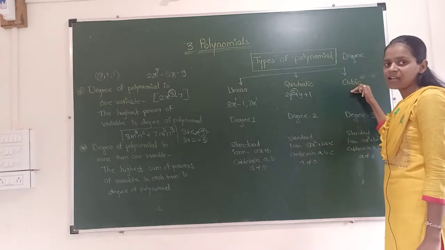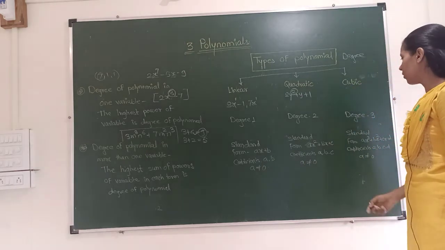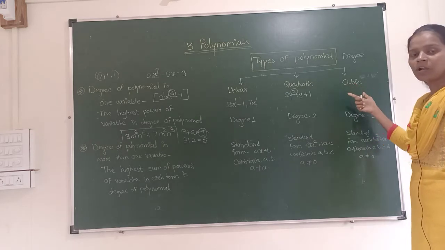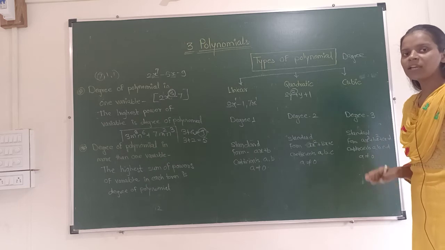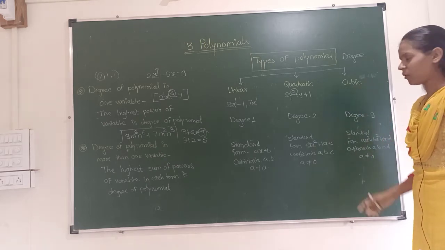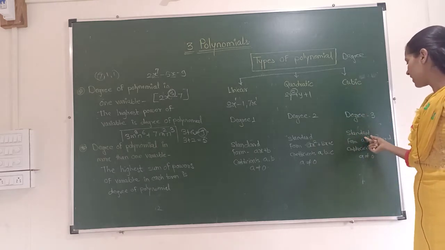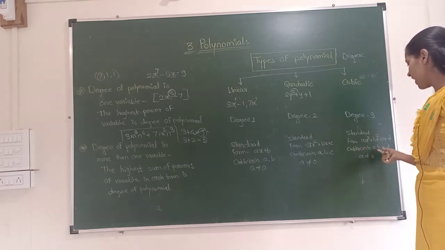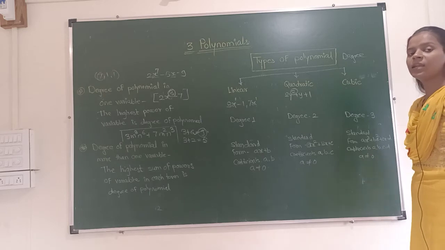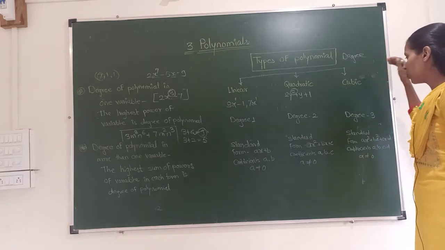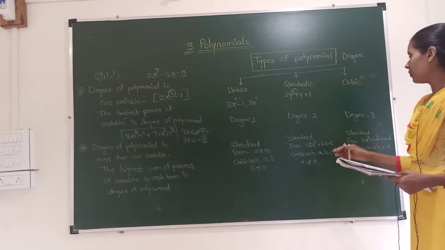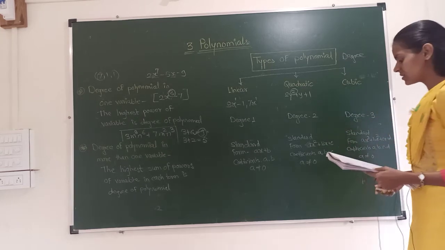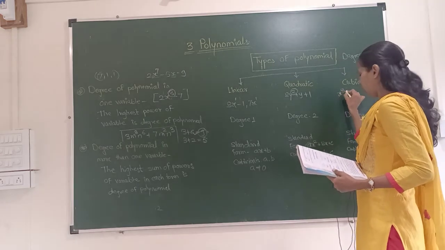And third and last type is the cubic type of polynomial. In the cubic type of polynomial, the degree of polynomial is 3. If the degree of polynomial is 3, then it is called cubic polynomial. Standard form is ax cube plus bx square plus cx plus d, and coefficients are a, b, c, d, whereas a cannot be equal to 0. This is cubic type of polynomial having degree 3. If any polynomial has degree 3, then it is a cubic polynomial.